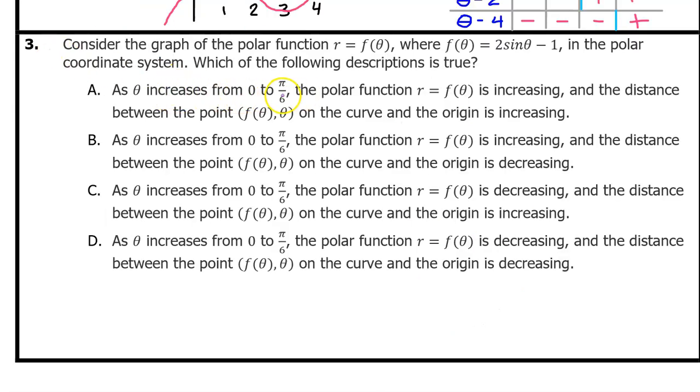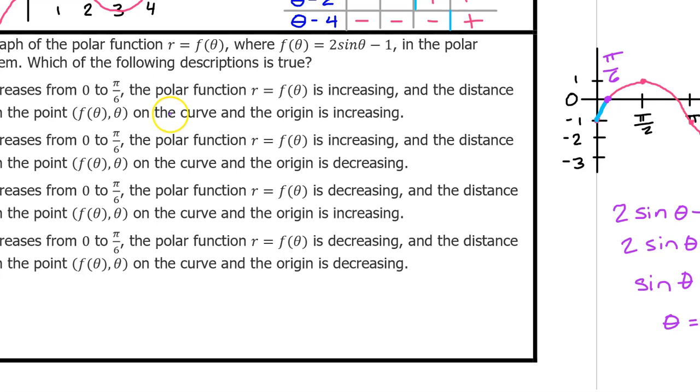Option A says, on this interval, the value of the function is increasing, and the distance between a point on the curve and the origin is also increasing. Is that true? First of all, the r value is in fact increasing. We can see that the r value is rising as we go from 0 to pi over 6. So far, so good. But what about the distance between the point and the origin? Well, the origin is represented by the x-axis. As we move from 0 to pi over 6, we are getting closer to the origin. So the distance is decreasing, not increasing.